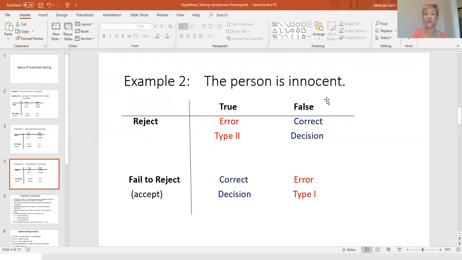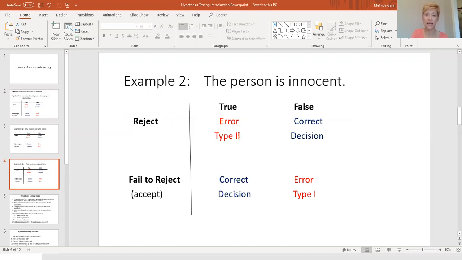All right, this is another correct decision if I'm a juror. That statement really is false, that person's not innocent. And I listen to the evidence and I reject that statement, I'm not buying it. So again, that's a good decision. A guilty person suffers the consequences of his or her actions. So that's the way it's supposed to work. Innocent people go free, guilty people suffer the consequences.